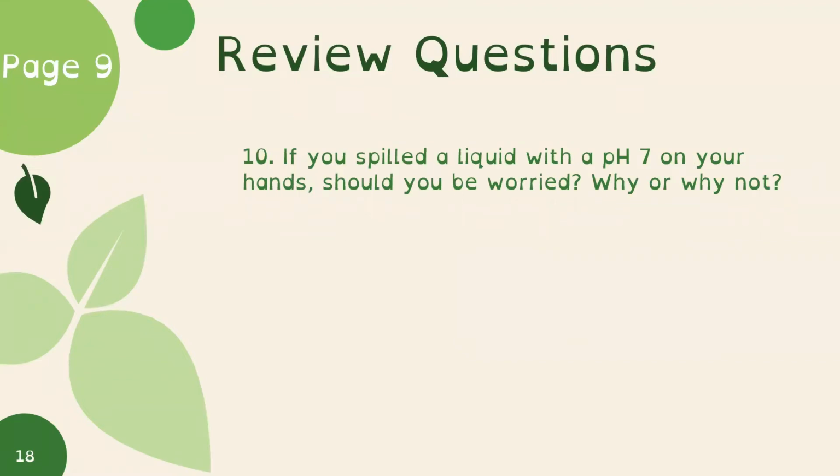Okay, so this one I won't write out, I'll just answer quickly. Number 10: if you spill a liquid with a pH of 7 on your hands, should you be worried? Why or why not? You don't need to be worried because a pH of 7 is perfectly balanced between acidity and alkalineness, or basic. It's halfway between being an acid and a base. The stronger they are, the farther they are from neutral, and they are more likely to burn your skin and harm your hands. But a pH of 7 means that it's not acidic or basic, and therefore it will not burn you.